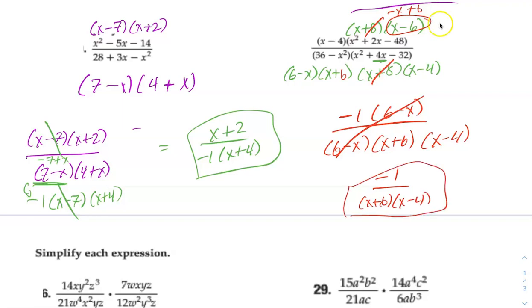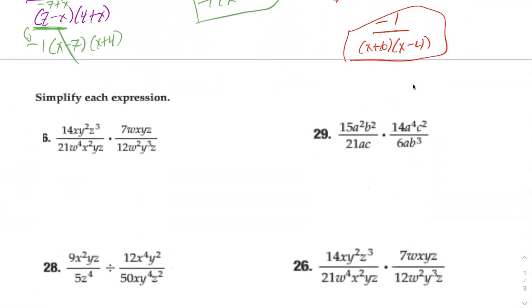Again, if I wanted restrictions, or where it's undefined, it'll just be right before you reduce anything. So it'll be 6, negative 8, and 4. It's always before you reduce.